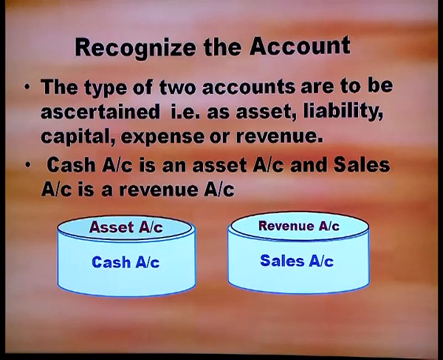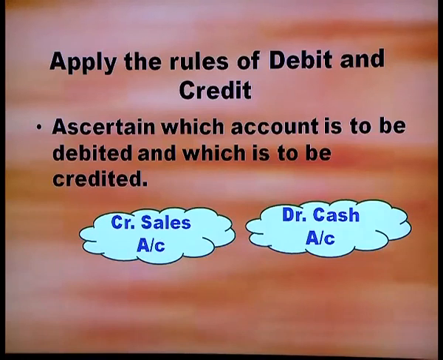Then recognize the account. We have studied types of accounts: asset account, liability account, capital account, expense account or revenue account. Under these categories, in which category will cash account and sales account come? Cash account is an asset account and sales account is a revenue account. Then apply the rules of debit and credit. Ascertain which account is to be debited and which account is to be credited.